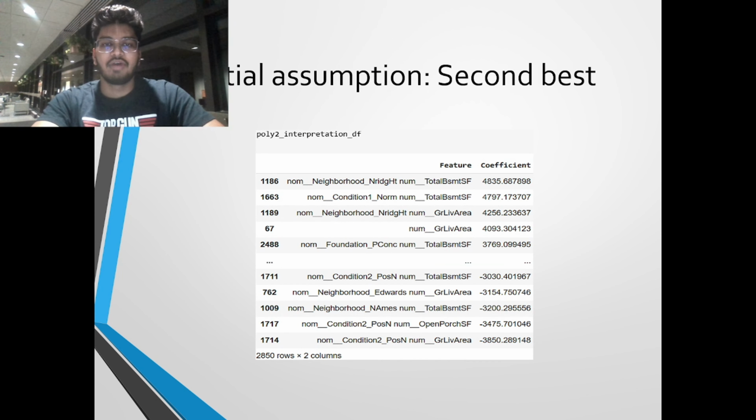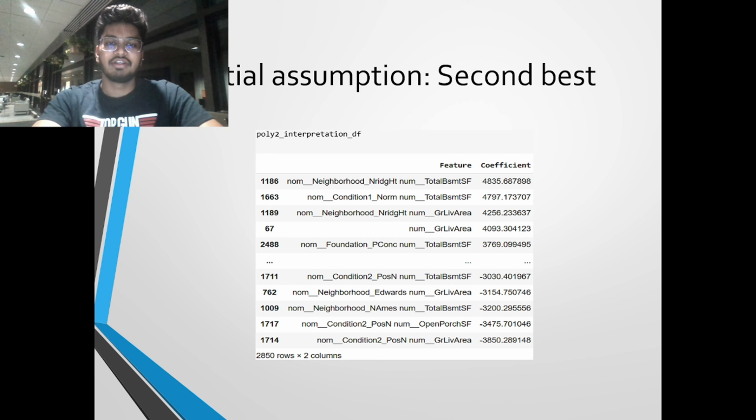One more point I would like to add is for the initial assumptions we made for our polynomial model. To summarize, our best performing polynomial model and the second best model overall, the second degree one using ridge CV regression, yielded the following coefficients, as you can see in the slide. Several features substantially impacted house sales price. For example, for every square foot increase in above ground living area, the sales price of a home increased by $4,093.30, holding all else constant.